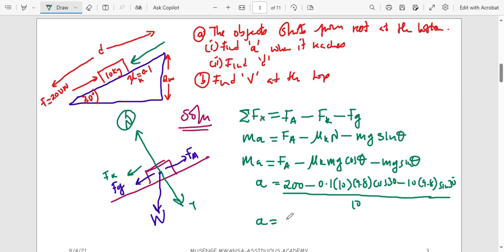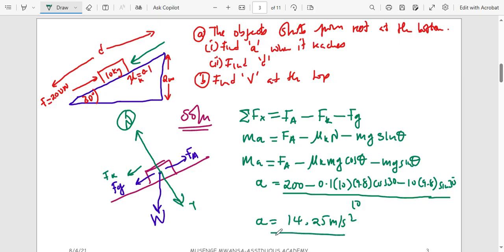The acceleration would be, we can punch that, 200 minus 0.1 multiplied by 10 multiplied by 9.8 cos 30, and then minus 10 multiplied by 9.8 sin 30, divide that by 10. So the acceleration is going to be 14.25 meters per second squared.